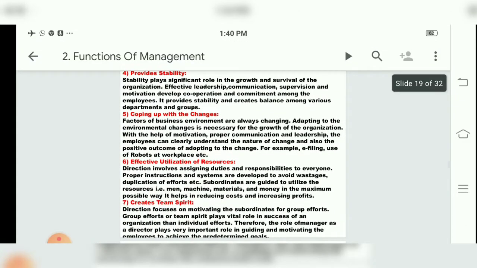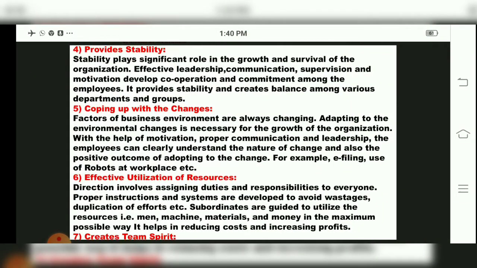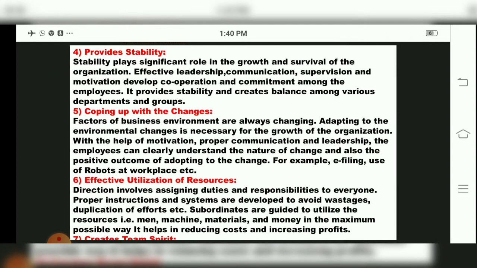Now come to our fourth important point, children, regarding directing, that is provides stability. See, we are studying about directing, and the fourth point over here is provides stability. Stability plays a significant role in the growth and survival of the organization, children. Effective leadership, communication, supervision and motivation develop cooperation and commitment among the employees. So it provides stability and creates balance among various departments and groups. See, the fourth point, children, is provides stability.